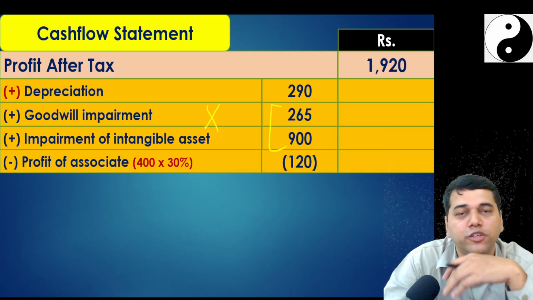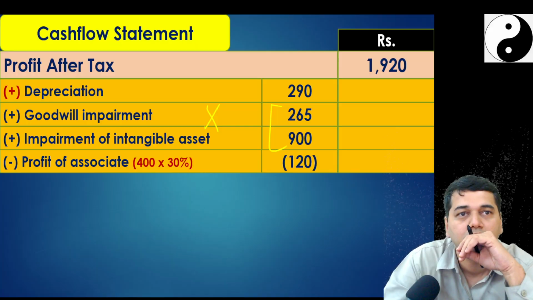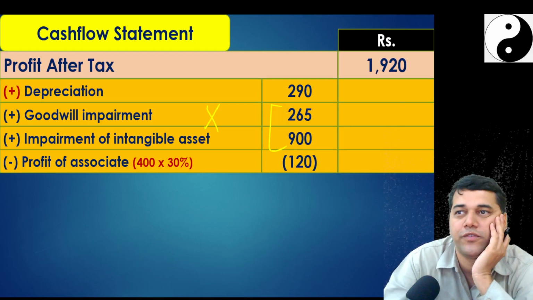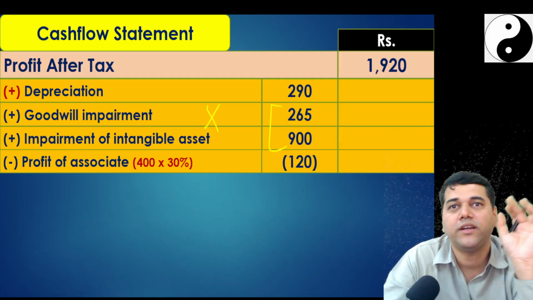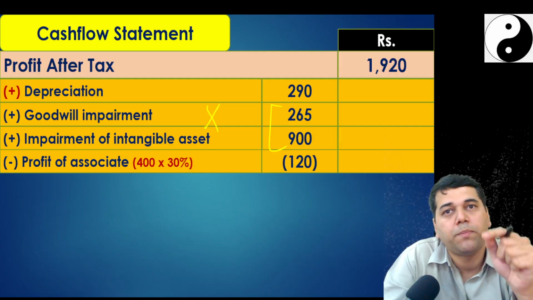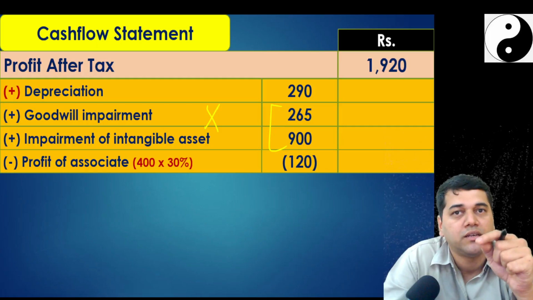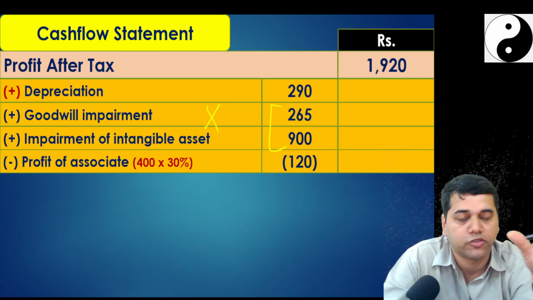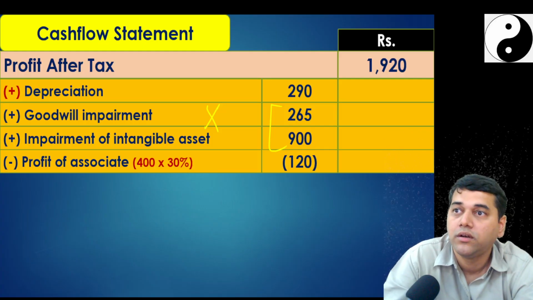Profit on the associate, did you remove it? What entry did you pass for the profit of the associate? 400 is the profit the associate made. Did you pass an accounting entry as per Ind AS 28? Investment in associate account debit, and credit to P&L?